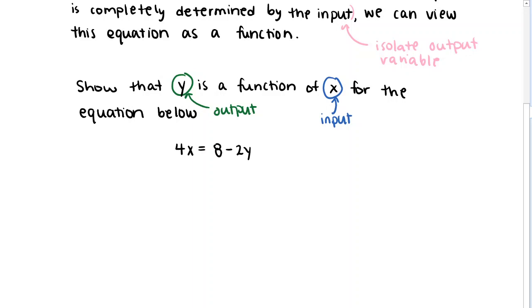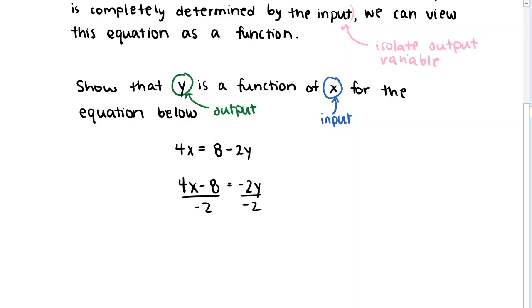So the idea here is that we want to isolate this output variable and see if that output is completely determined by our input. To isolate it, we subtract 8 from both sides to get 4x minus 8 is equal to negative 2y. Then, to get that output variable further alone, we want to divide both sides of the equation by -2. This equation says these two quantities ought to be the same, so I'm going to divide the entire left side by -2, and the entire right side by -2.